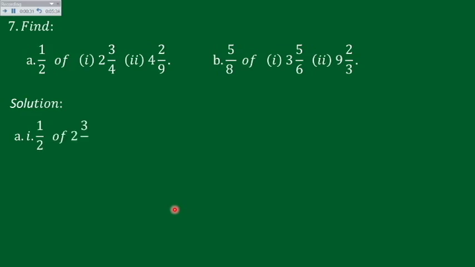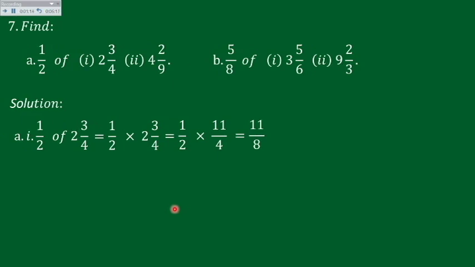So here is the first part. 1 upon 2 of 2 whole 3 by 4. So what you need to do? First you convert the fractions into improper fractions. 1 upon 2 multiply 2 whole 3 by 4. When you convert 2 whole 3 by 4 into an improper fraction, what will you get? 4 times 2 is 8 plus 3, 11 upon 4. See? Clear? If anything you can reduce, maybe not, then multiply numerator with numerator and denominator with denominator. I mean to say 1 into 11 upon 2 times 4 is 8. So you will get the answer 11 upon 8. Then convert the fraction into a mixed fraction.